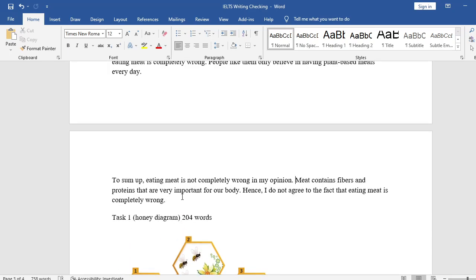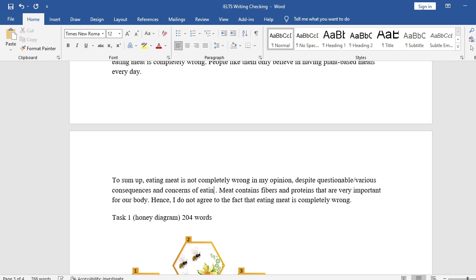So you can say that she probably agrees 80% or 70% to the opinion that eating meat is fine, or she disagrees 82% or 80%, 70%, 90% that eating meat is completely wrong. So here she should specify that. To sum up, eating meat is not completely wrong in my opinion, despite questionable or despite various questionable or various consequences and concerns of eating. And since she already wrote eating meat here, I'll just say consuming meat.